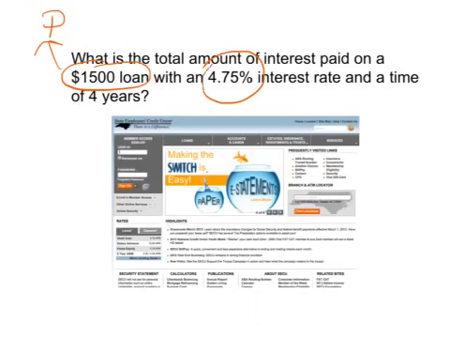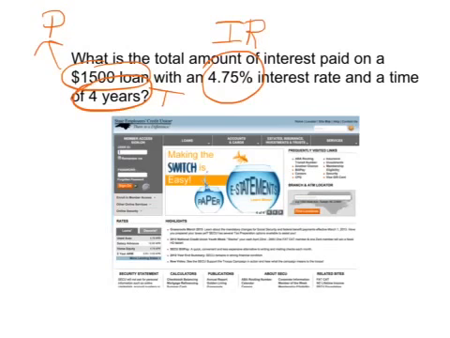Next, the actual interest percent rate. Your interest rate was 4.75%. Last, how much time you plan to spend repaying this loan or getting the money from this loan. Again, depending on what side of the desk you're sitting at.